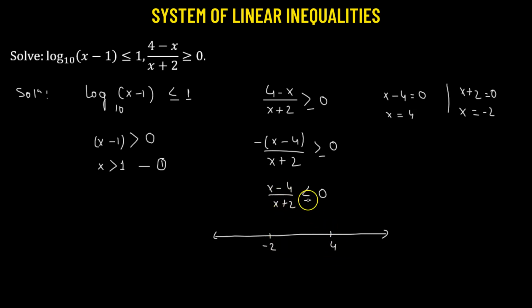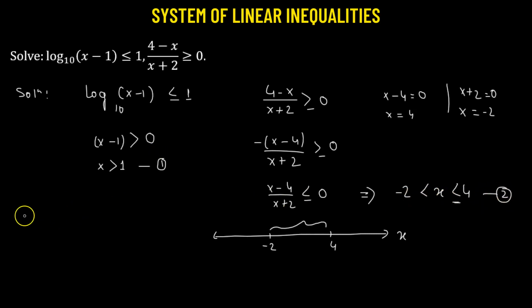Whenever we have a rational expression less than or equal to 0, the solution is going to lie between the endpoints negative 2 and 4. On the number line, which shows all the values of x, our value of x is going to lie between negative 2 and 4. Here we cannot take x equal to negative 2 because that will be division by 0, which is not allowed. But x can be equal to 4 because the inequality also includes equals to 0. So x will lie between negative 2 and 4. This is the solution to our second inequality.